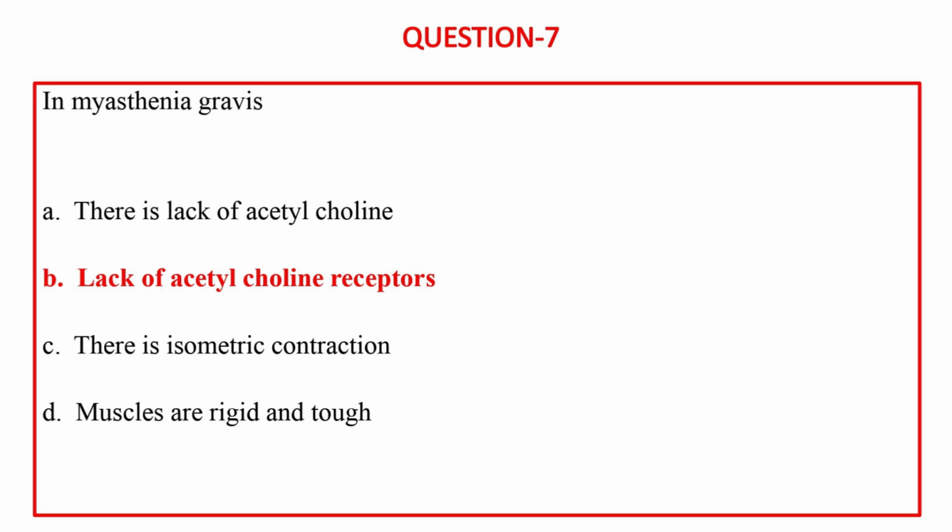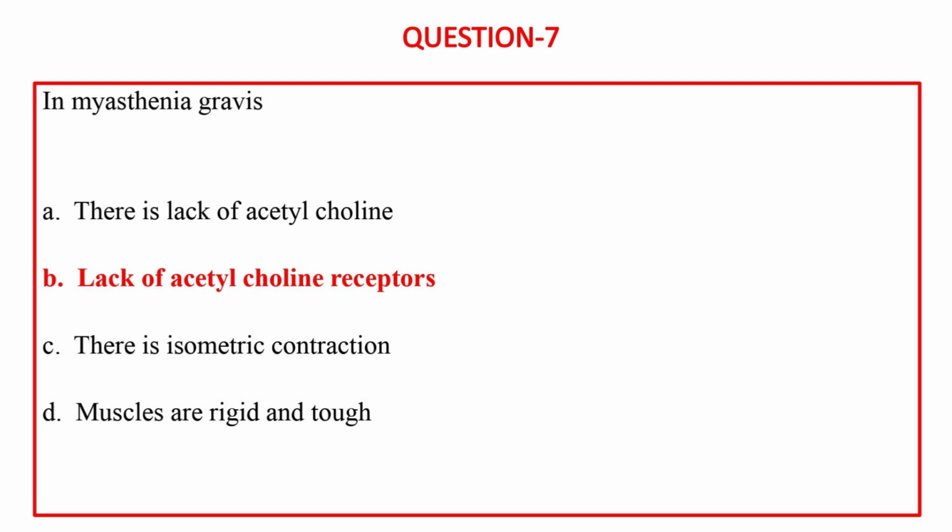What is myasthenia gravis? Myasthenia gravis is an autoimmune disease. The body develops antibodies to its own acetylcholine receptors. The amount of acetylcholine released is actually normal, but the acetylcholine receptors are destroyed because of the antibodies the body possesses against them. In some severe cases, there is also paralysis of muscles. So the answer to this question is lack of acetylcholine receptors, that is option B.